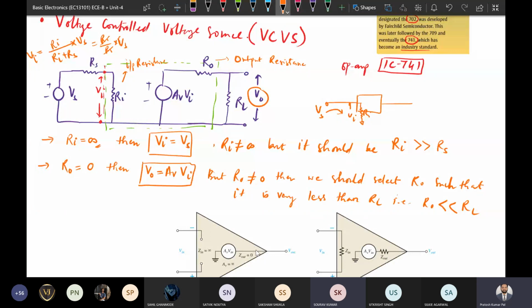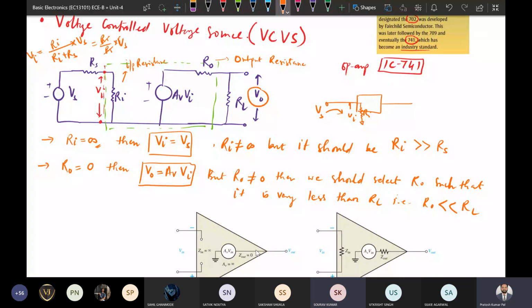So this is our voltage amplifier equivalent circuit representation, and from this concept we can analyze that the input resistance should be very high compared to the internal resistance, Rs, of the source we are applying to the circuit. If the input resistance is very high compared to Rs, then whatever input voltage Vs we apply will appear at the input of the voltage amplifier.